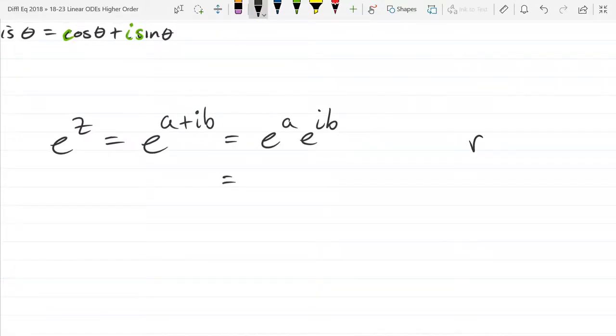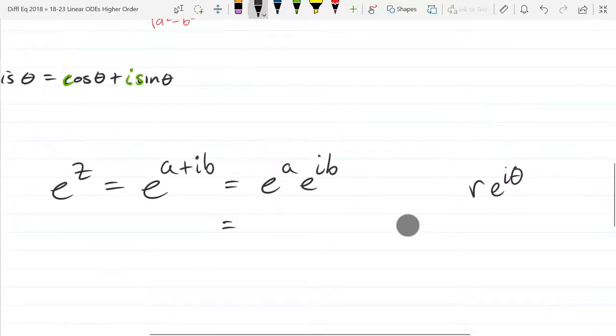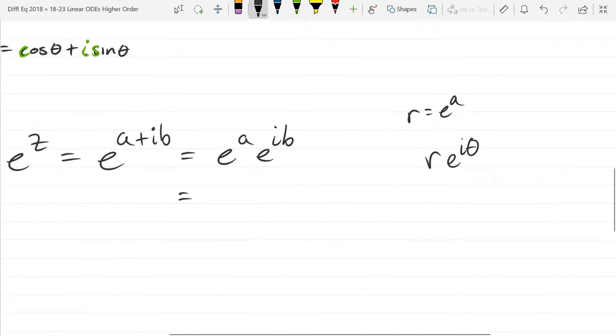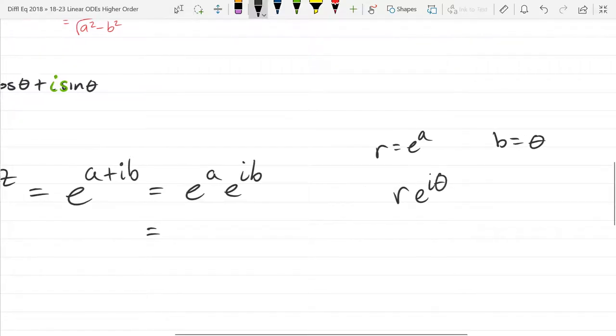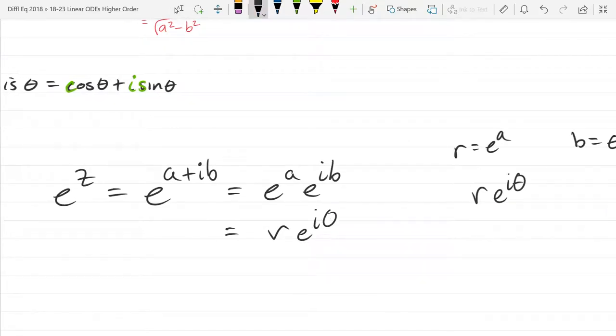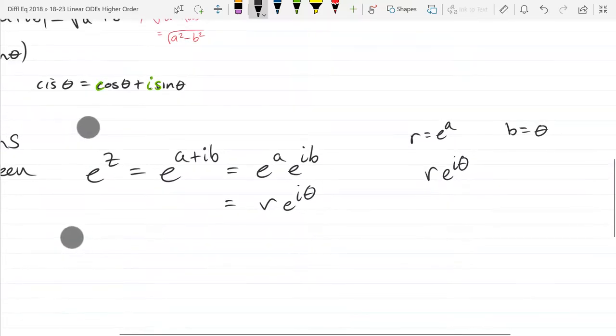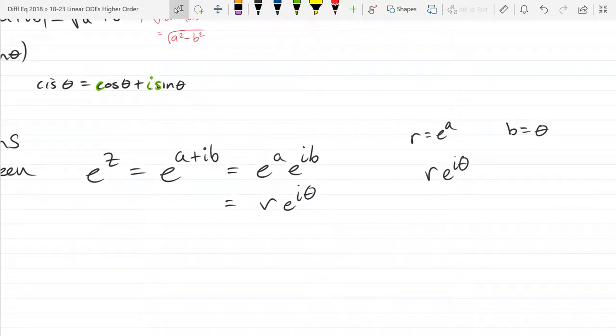The letters you're used to looking at are r e to the i theta. So this is Euler's form of complex numbers. In this form, r would be e to the a. We've done that before. Take e to a constant, it's just some different constant. So that's no big deal. We'll just call that constant r. And what b measures in this form is the angle theta. It's a little bit weird, but if you take e to a complex power, the radius is e to the real part, and the angle is the imaginary coefficient.